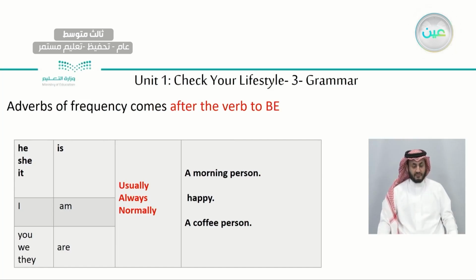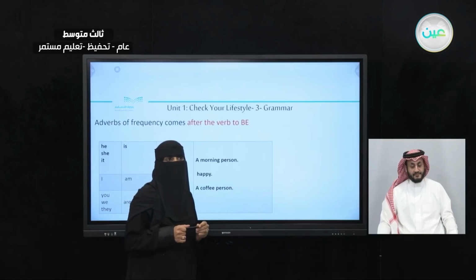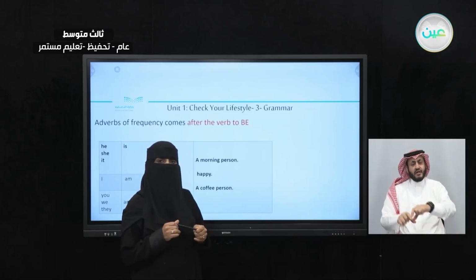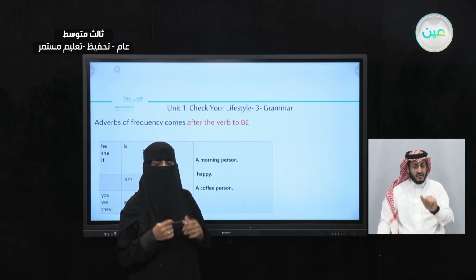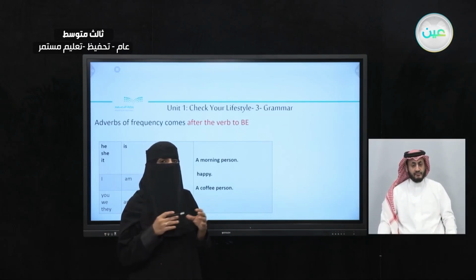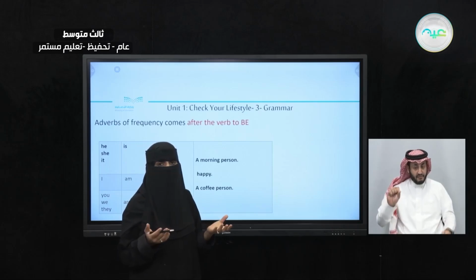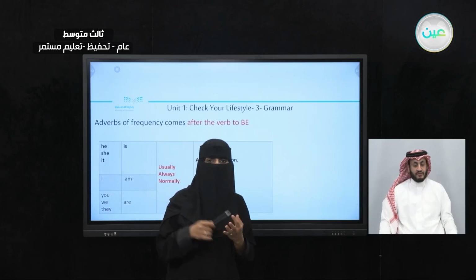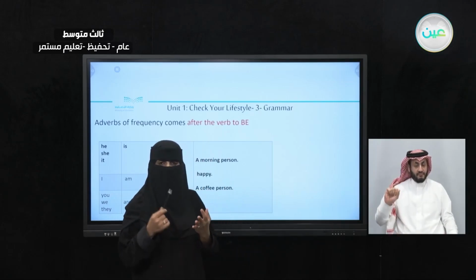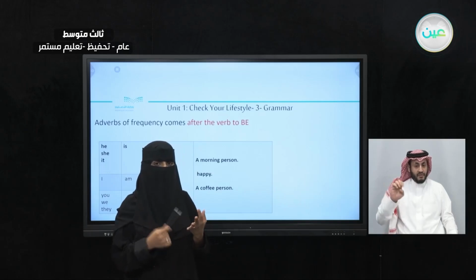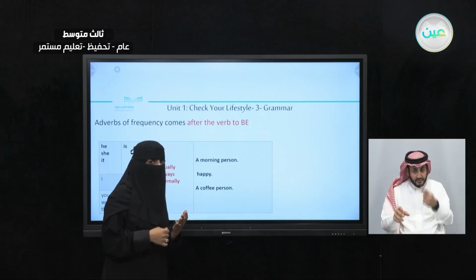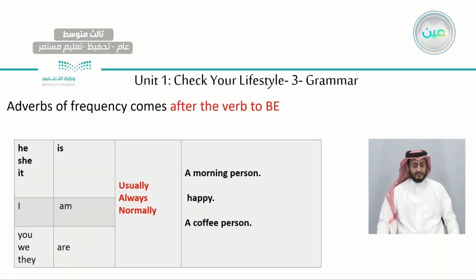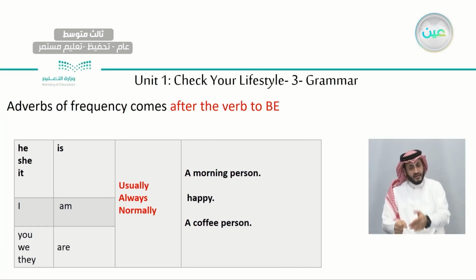Another way is when, in a normal sentence, the verb of the sentence is the verb to be. It's not a main verb. What if we have a verb to be? Do you remember what the verbs to be are? Fantastic, yes. Am, is, and are. They are the verb to be. Excellent. So we put the adverbs of frequency after the verb to be.